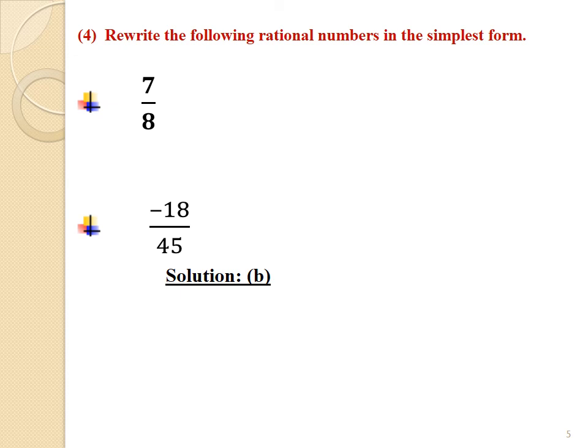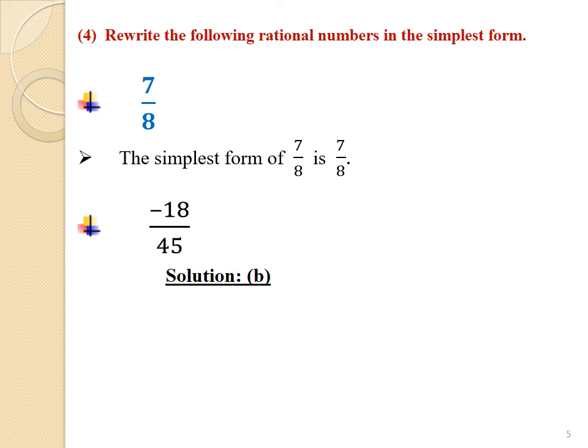Students, after finding out the SCF, we have to divide both the numerator and denominator of a rational number by their SCF by ignoring the negative sign if any. So, now let us solve the sums. Sum A, 7 upon 8. Students, 7 upon 8 is in the standard form. Thus, the simplest form of 7 upon 8 is 7 upon 8.